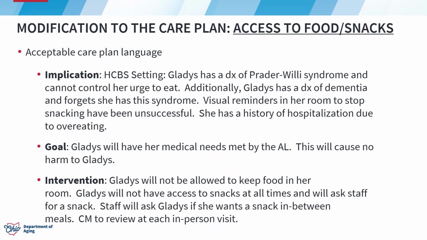In this example, you see that Gladys has a history of a particular syndrome that includes her not being able to control the urge to eat. And on top of that, with the diagnosis of dementia, she forgets she has this syndrome, which has caused the overeating to the point of hospitalization. Again, it's very clear what the assessed need is. It's clear what previous interventions were used, that this intervention will be reviewed regularly, and how the assisted living can help Gladys meet her need of wanting to have snacks in between meals.